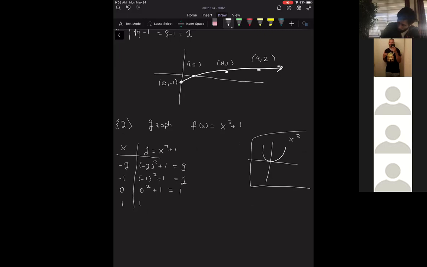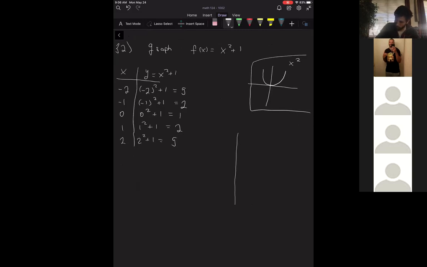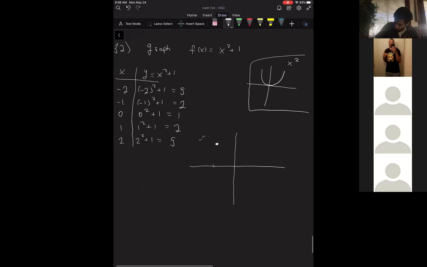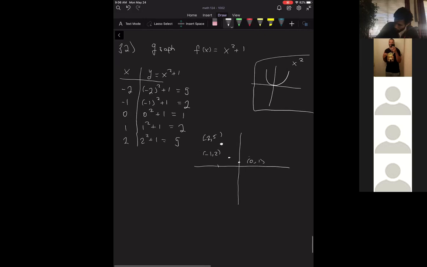We could plug in 1. We're going to get 1 squared plus 1, which is equal to 2. And if we plug in 2, we're going to get 2 squared plus 1, which is equal to 5. So we have these points. Let's draw a graph and plot all these points onto the graph. At minus 2, it's 5, so that's somewhere up over here. At minus 1, it's 2. At 0, it's 1. At 1, we said it was 2. And then at 2, we said it was 5.